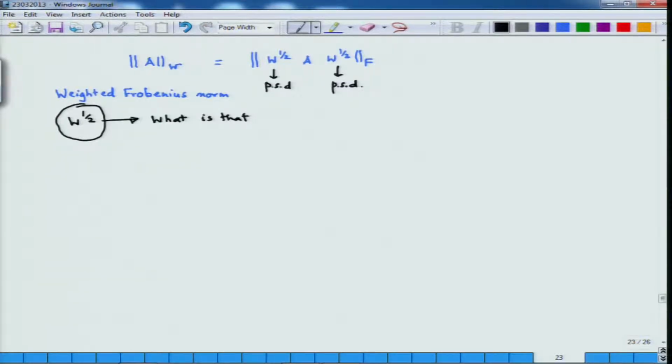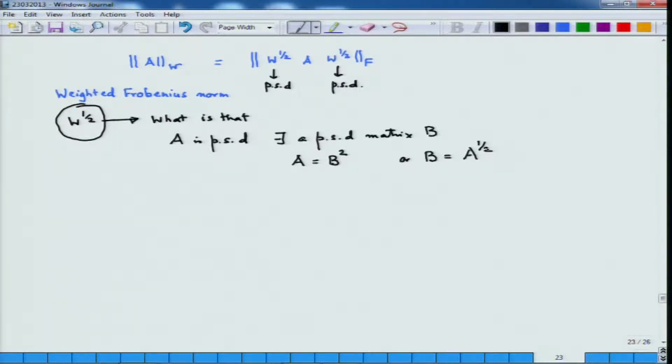What it means is that if you give me a positive semi-definite matrix, there is a famous result: if A is an n cross n symmetric positive semi-definite matrix, then there will exist a symmetric positive semi-definite matrix B such that A is equal to B squared, and B is usually denoted as A to the power half. So, that is the meaning of this W.